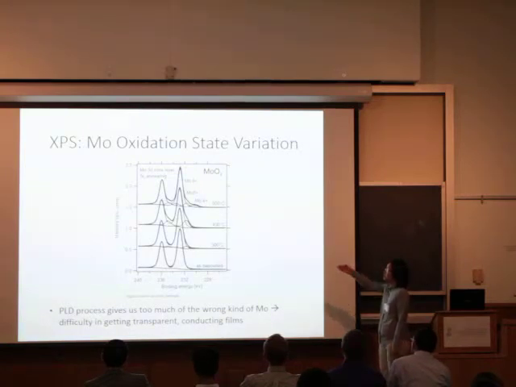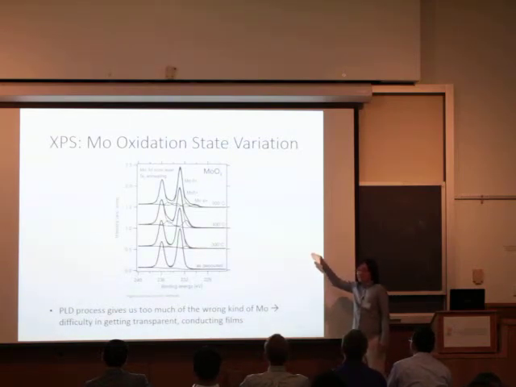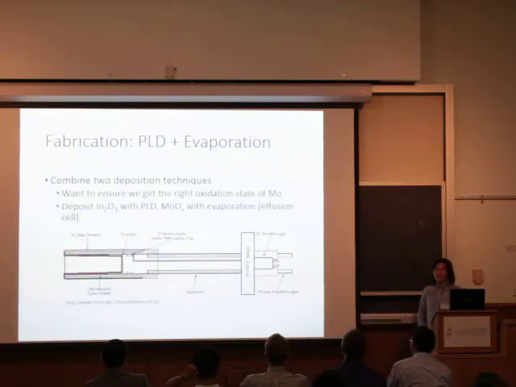As you can see, as we reach higher and higher temperatures, the prominent Mo6+ peak begins to broaden out as more oxidation states become more prominent. This is problematic since these other oxidation states give us opaque versions of molybdenum oxide, which we don't want. So, obviously I have this terrible film.